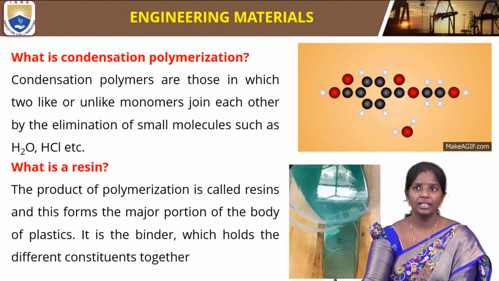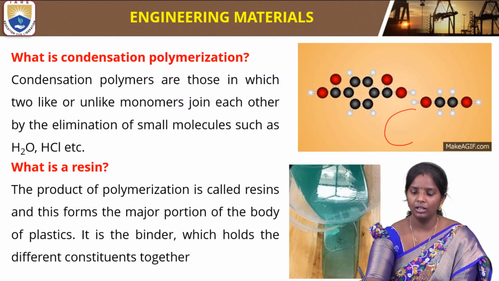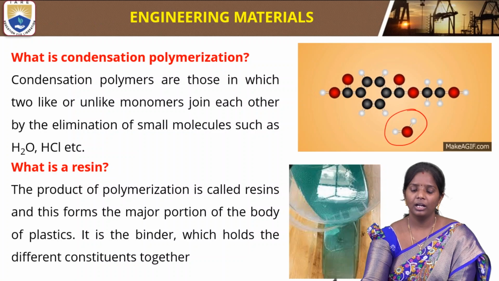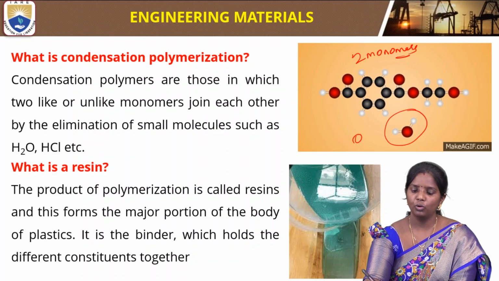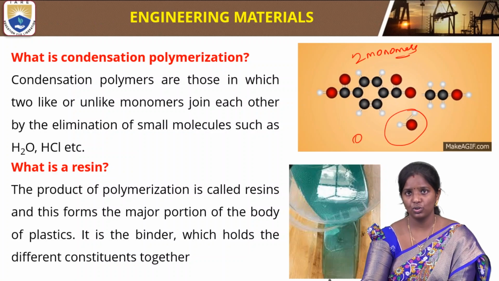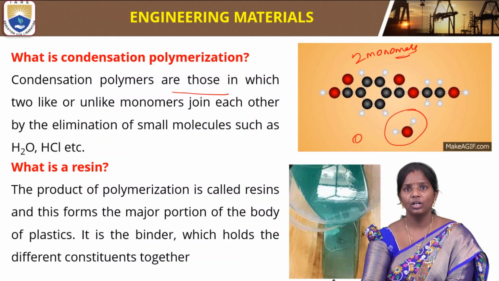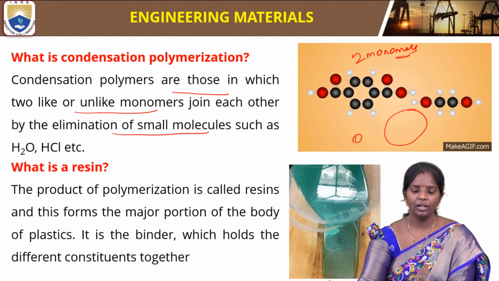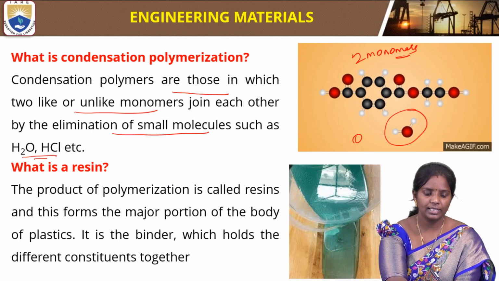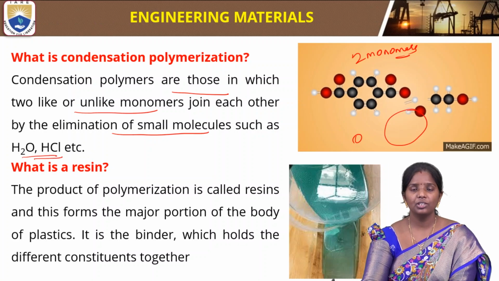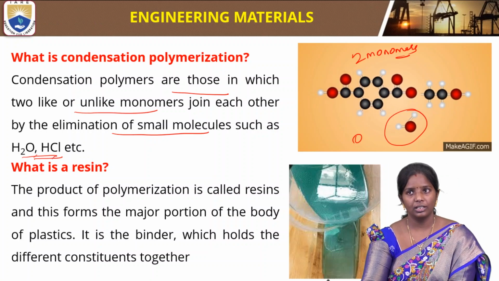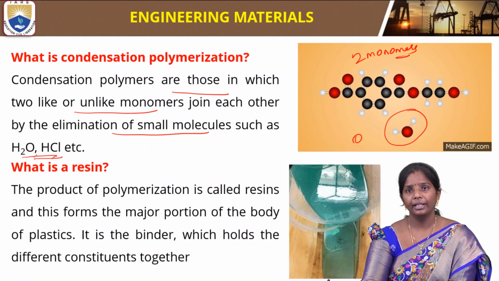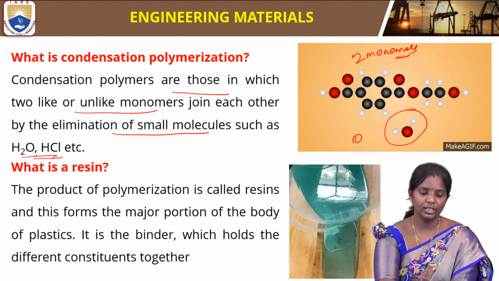The next definition is condensation polymerization. If you see here, one molecule is removed from combining two monomers. Two monomers are combined and a small molecule is eliminated, and that is condensation polymerization. Condensation polymers are those in which two like or unlike monomers join each other by elimination of smaller molecules such as water, HCl, etc. Depending on the structure, the elimination products will differ. It can be water or HCl or any other byproduct that comes out while forming the polymer, leading to condensation polymerization.